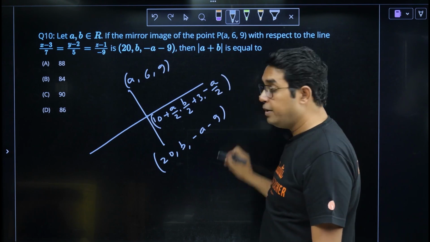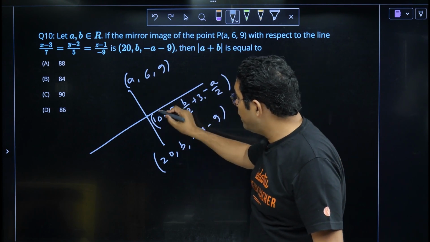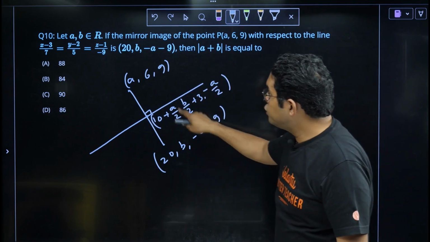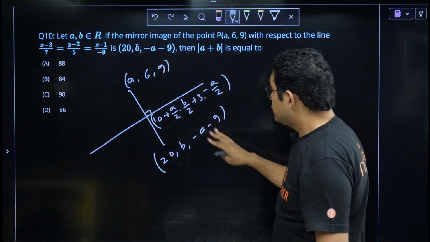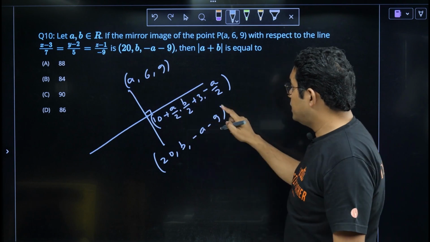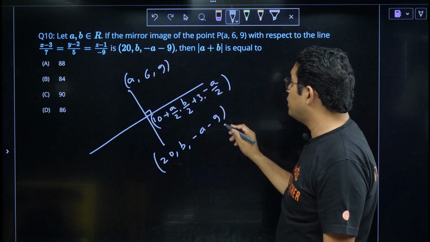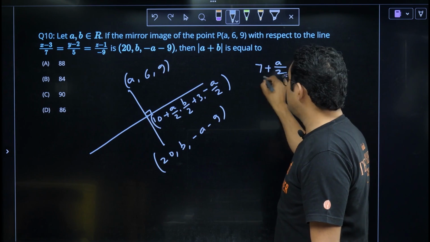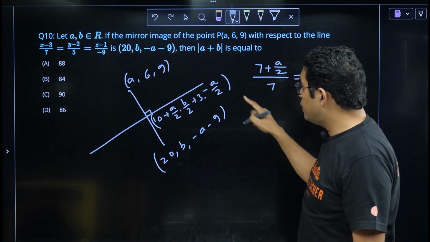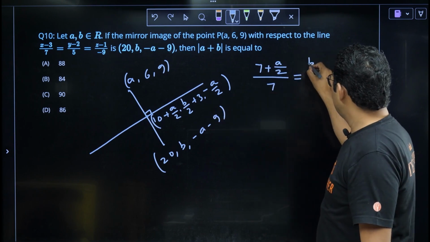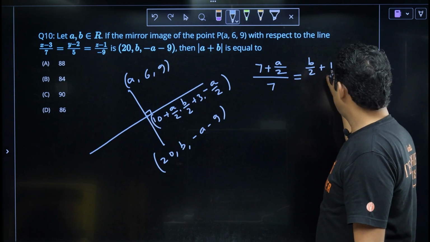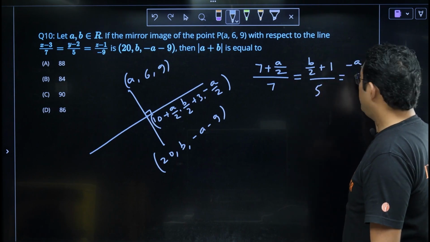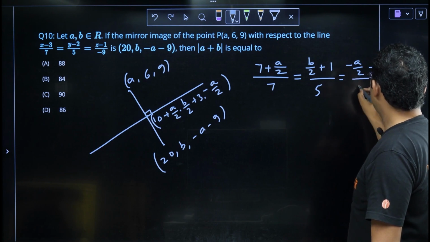And one more thing will be there, that the line joining these 2 points should be perpendicular to this given line. Okay. Now, because this point should lie on this line, it should satisfy. So I'll put these points there. So 10 plus A by 2 in place of x, if I put, it will be 7 plus A by 2 whole divided by 7 equal to, here it will be B by 2 plus 1 upon 5 and equal to minus A by 2 minus 1 upon minus 9.